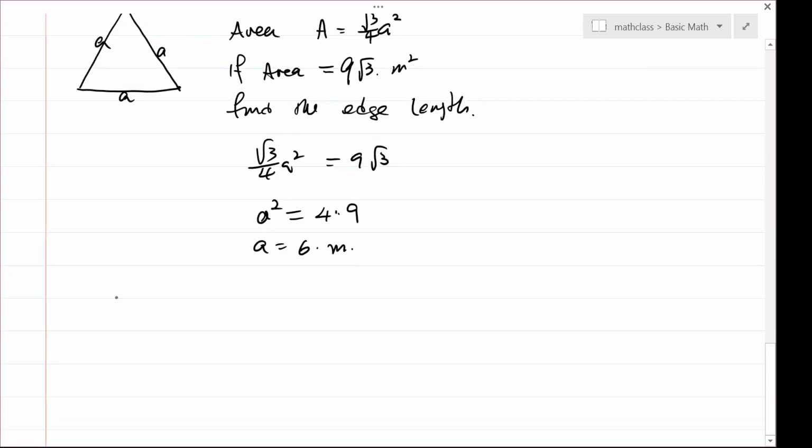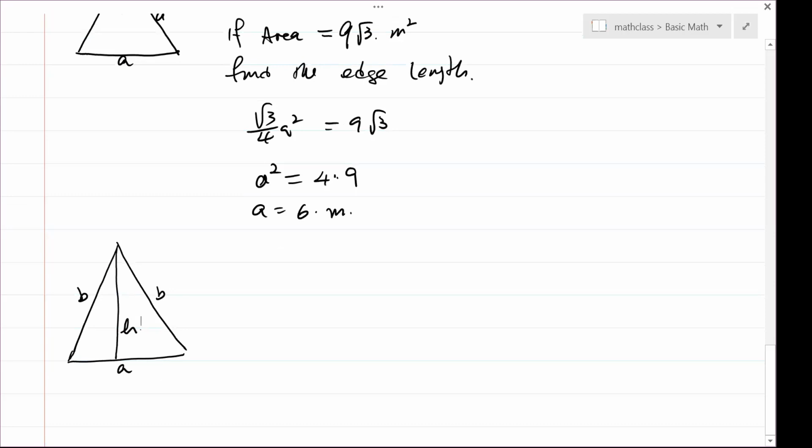Now, here's an isosceles triangle. This is B, this is B, this is A, and this is H. So the area formula is half of A times H, right? Then can you express the area in terms of A and B?